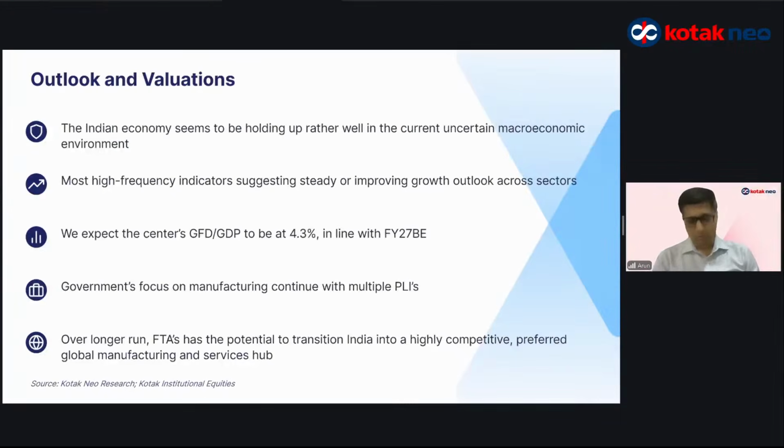Let's look at our outlook and how the markets are valued at this point in time. So overall, the Indian economy, as we talked about, seems to be holding up relatively well, with most of the high frequency indicators now suggesting either steady or improving growth outlook across sectors. Specifically, we have seen a pretty sharp increase in the industry credit across sectors, which suggests there's a broad-based pickup in private sector investment. We expect the momentum should continue as the private sector invests aggressively, largely in value-added manufacturing of say chemicals, electricity, electronic chains, and also encouraged by supportive government policies.